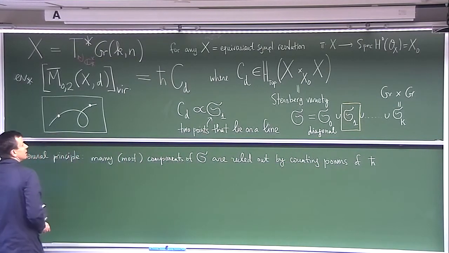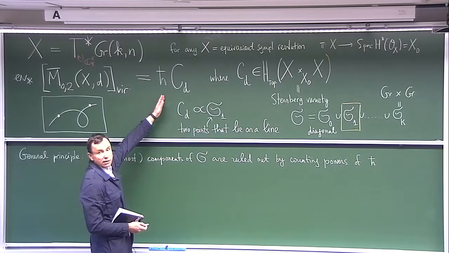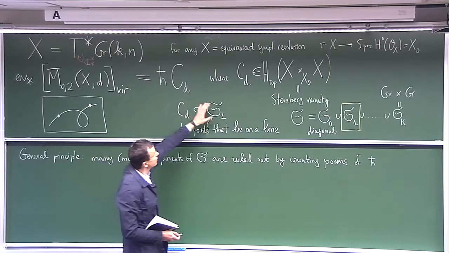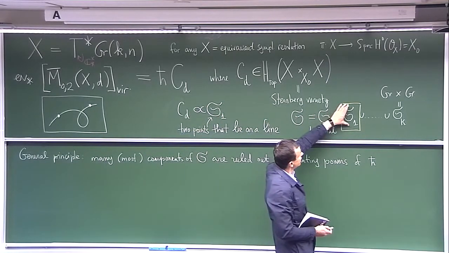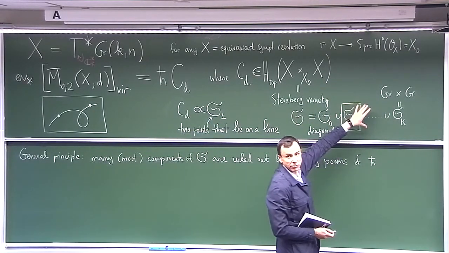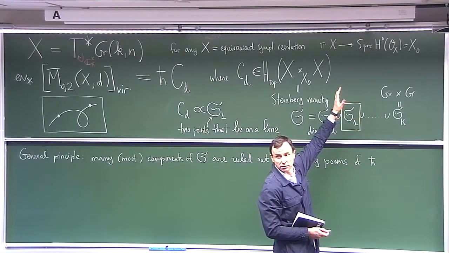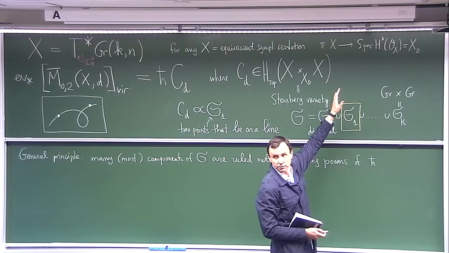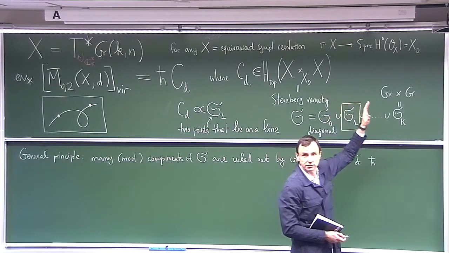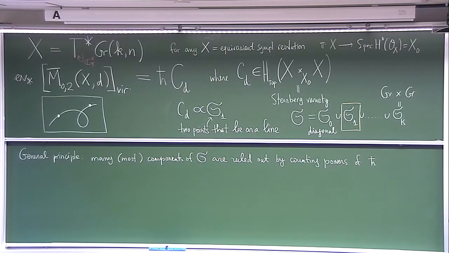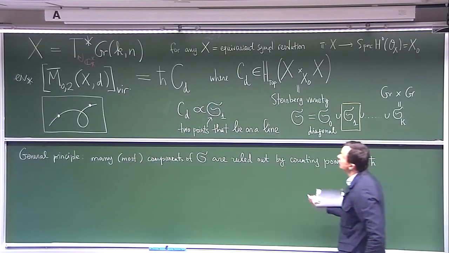Here, this cycle has to be h bar times some non-equivariant cycle. If you see that the contribution in some component is in fact divisible by h bar squared, it means in fact it's zero. So anytime you compute a contribution and see it's divisible by h bar squared, then it's identically zero.